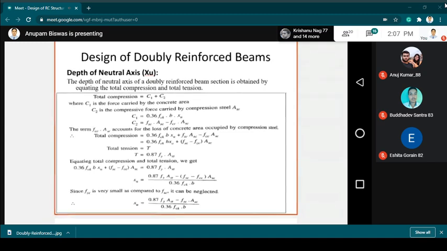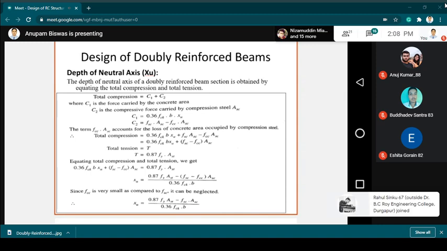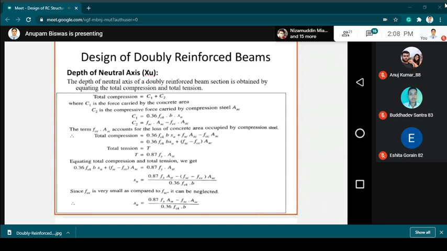Okay. Now since this portion of the concrete where there is steel is embedded, there will be no concrete, so that is why this value is to be subtracted. So total compression will be the summation of these values C1 and C2, and we also know the total tension is 0.87 FY AST, that is equal to T. We will get the corresponding value of XU, and the value of FCC is very small.